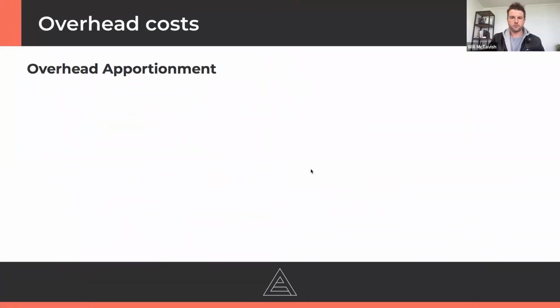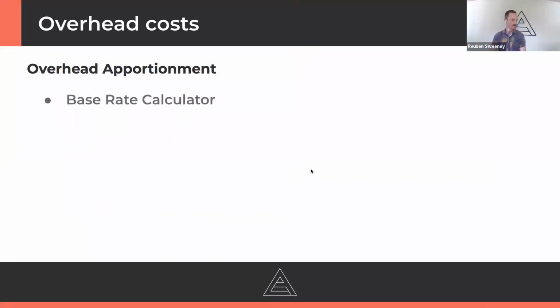Sweet. Overhead apportionment on this topic. Now, some practices, what we've just arrived at is gross profit per job. Some practices, probably 50% of the people I would deal with, want to measure a net profit per job. And the way they do that is by apportioning a value for overheads to each hour that is worked.